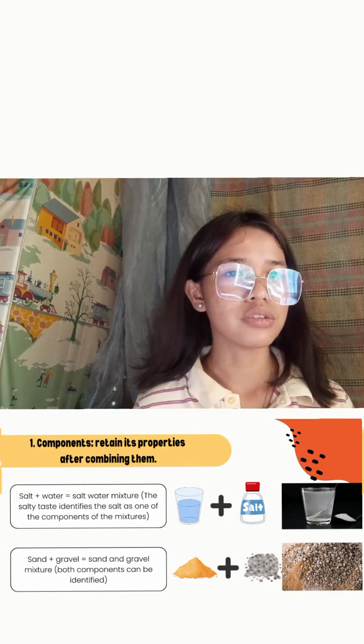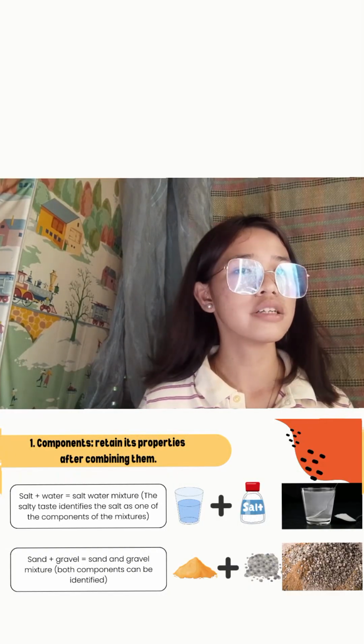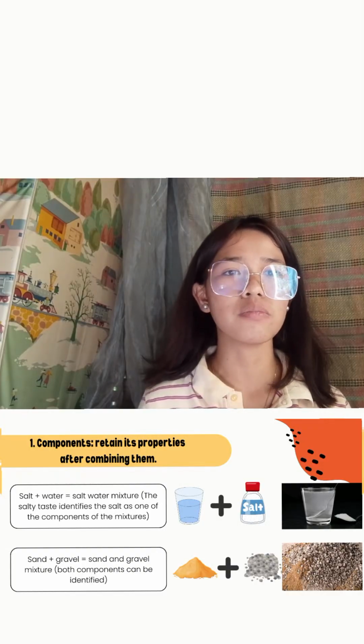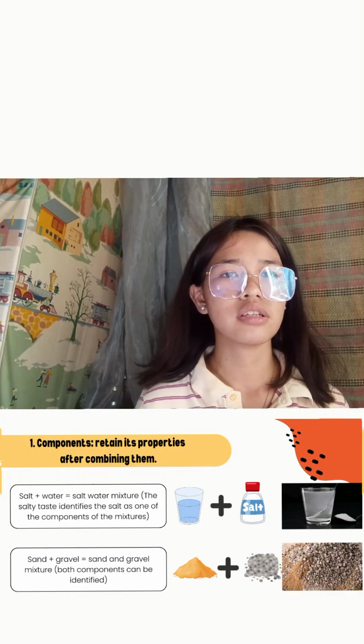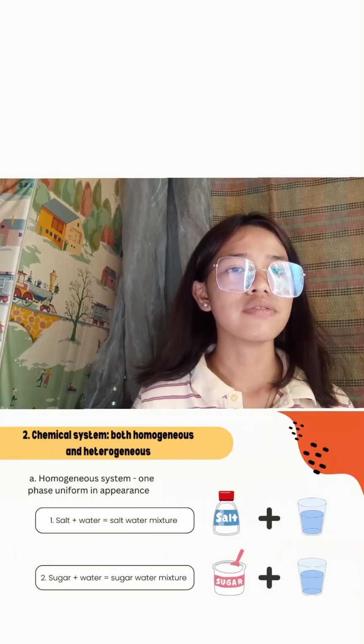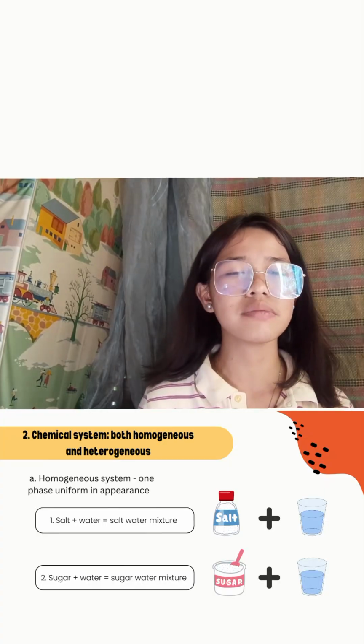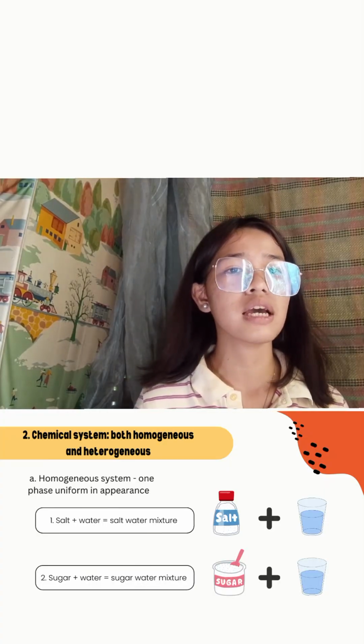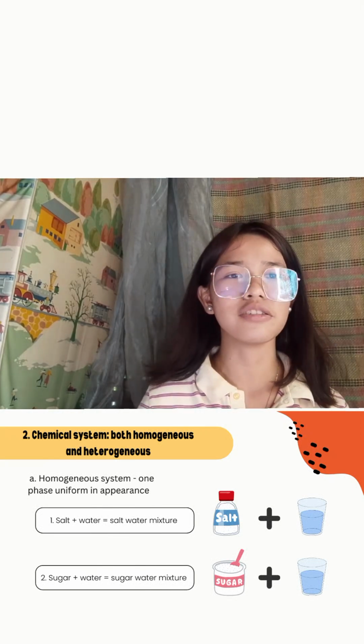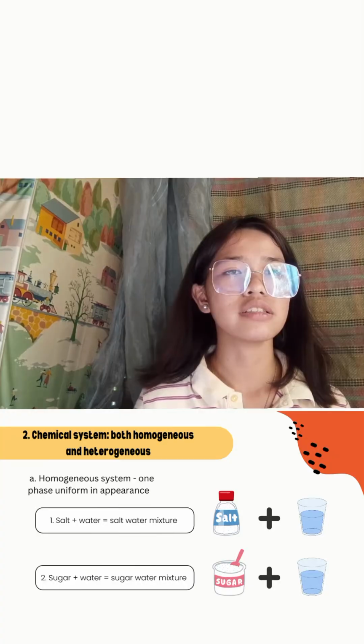Unlike salt and water, you can identify it ideally because there are two components, unless you taste it. Okay. So next, we have the chemical system. There are two types of chemical system. It can be both homogeneous and heterogeneous. So that is what I mentioned earlier.